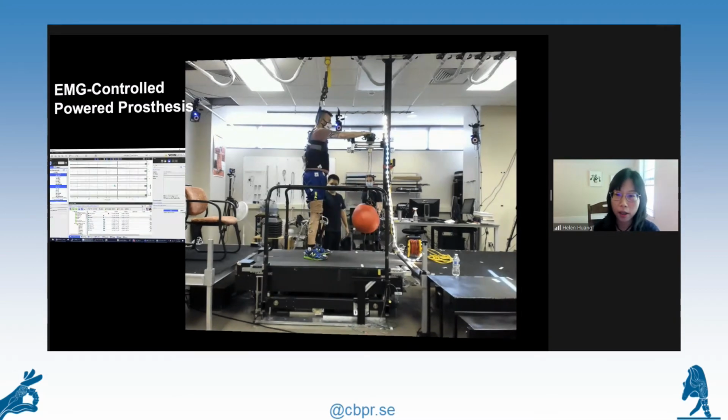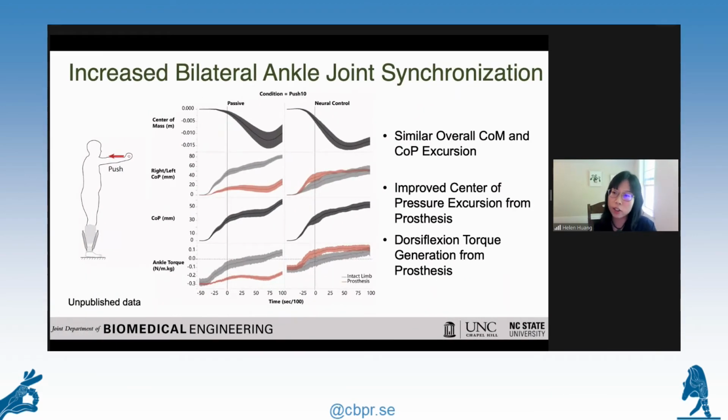preparation period. So this is just to quantify and show you how he used the ankle. If you look at the overall center of mass or center of pressure, basically considering bilateral full body. Actually, for the passive side, this side is the passive device, and this side is the EMG-controlled powered device.